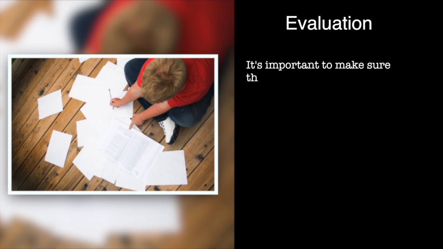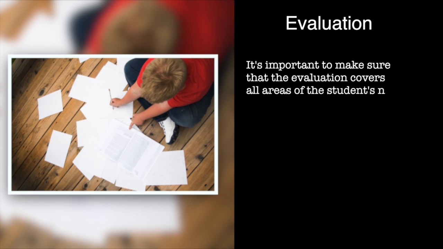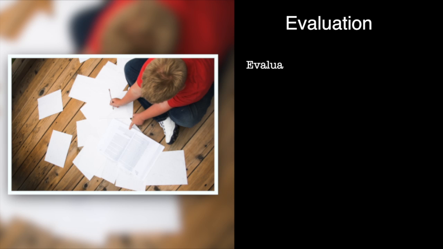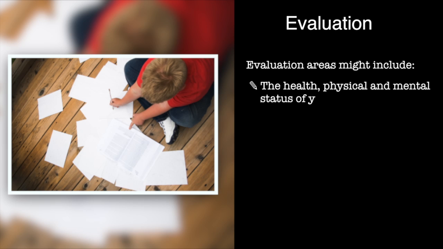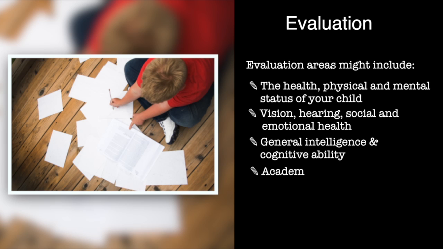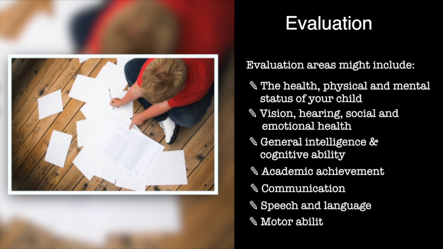It's important to make sure that the evaluation covers all areas of a student's needs. Pay attention to the district's evaluation form to make sure that the evaluation will be comprehensive in each area that you may be concerned about. Evaluation areas might include the health, physical, and mental status of your child, vision, hearing, social and emotional health, general intelligence and cognitive ability, academic achievement, communication, speech and language, and motor abilities.